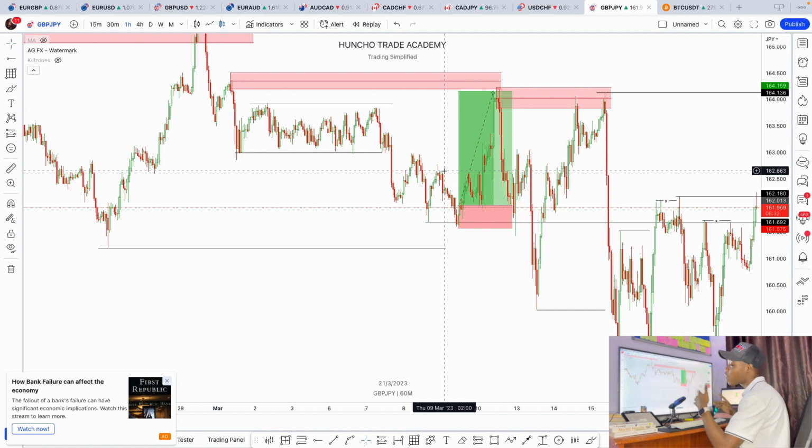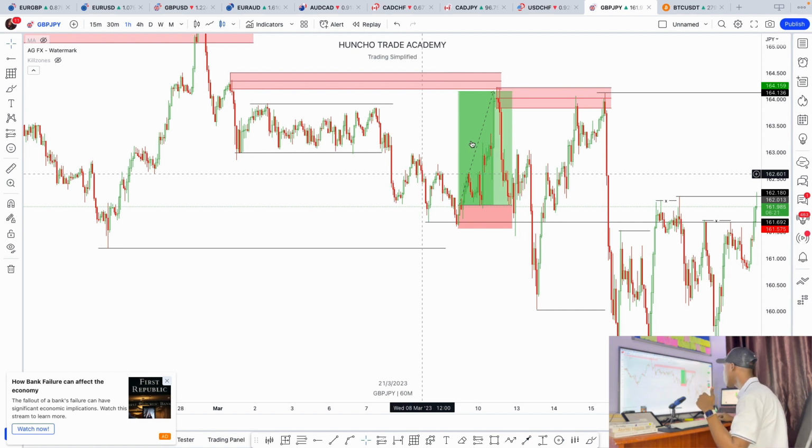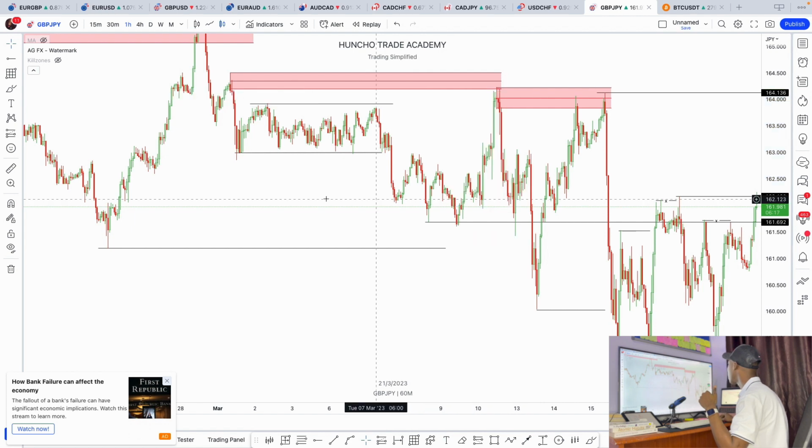So I have to observe the market, right? I have to have a predetermined zone for where to take partial positions as soon as the market moves in my direction, right? So let's take a look at another example.